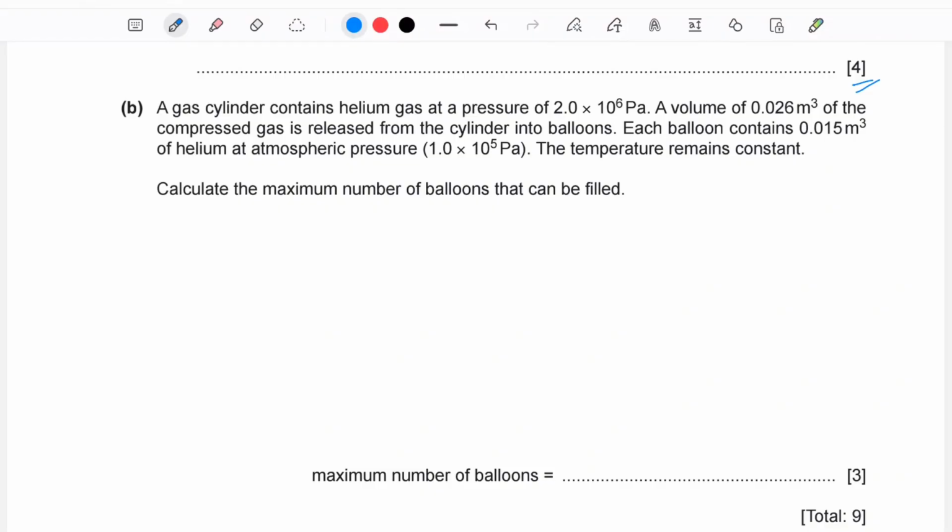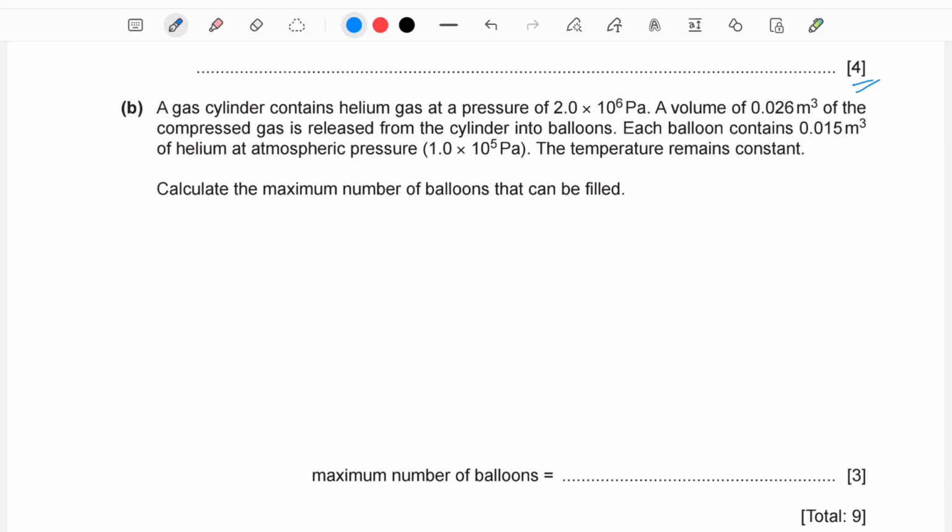A gas cylinder contains helium gas at a pressure of 2 times 10 to the power 6 pascals. A volume of 0.026 meter cube of the compressed gas is released into the balloons. The balloons contain 0.015 meter cube of helium gas at atmospheric pressure. The temperature remains constant. Calculate the maximum number of balloons that can be filled.